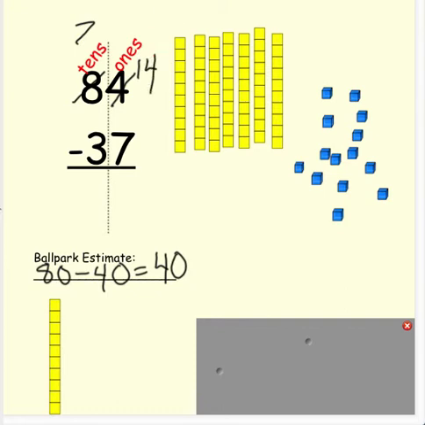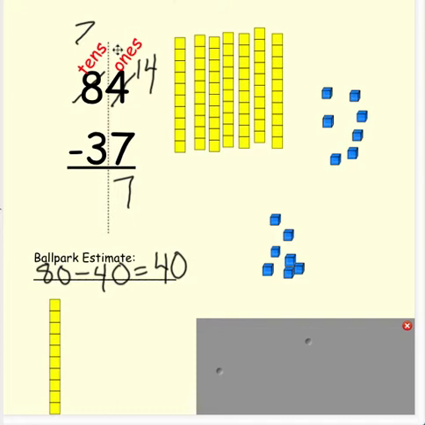Now I can subtract. Okay, I have 14, take away 7. Here's all the 14 cubes. I want to take 7 away. 1, 2, 3, 4, 5, 6, and 7. How many are left? 7.